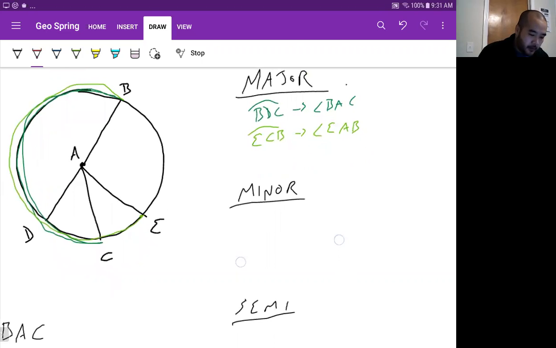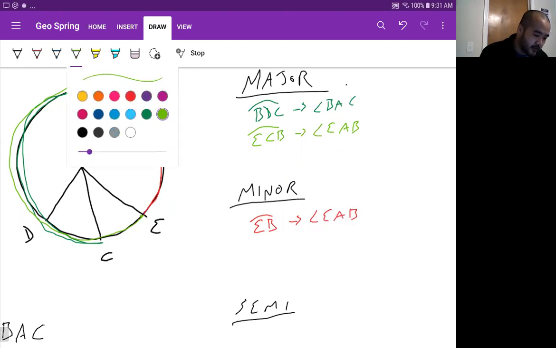The minor ones, let's do these same two. The one that goes with this light green one I just drew, this is the minor arc. So this is for the angle, A, E, C. The minor arc is EB. It just uses two letters, and that goes with angle EAB.